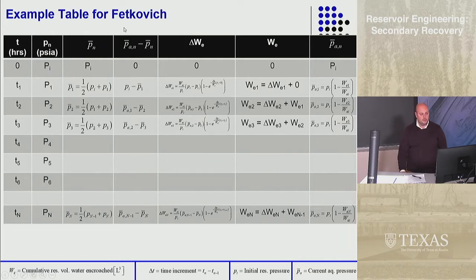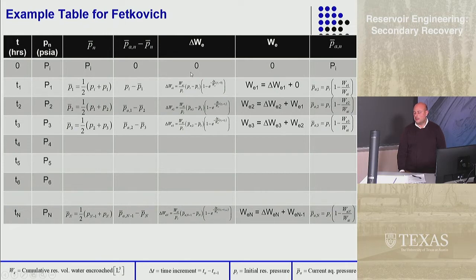Then I have a column which is the average aquifer pressure minus the reservoir pressure. Now initially the aquifer pressure and the reservoir pressure will be the same. They'll be equal to Pi, so that's 0. This column is going to be delta WE, which is the incremental water that gets influxed into the reservoir.